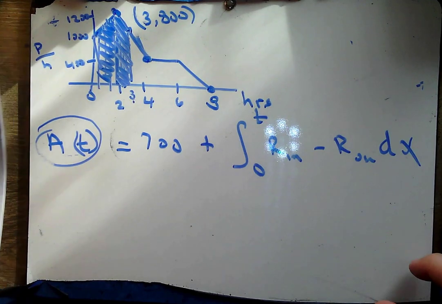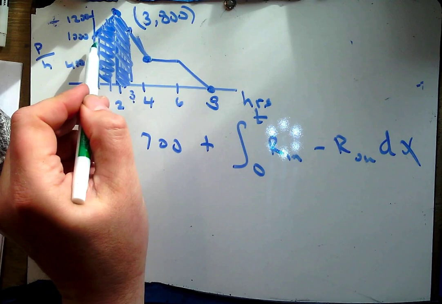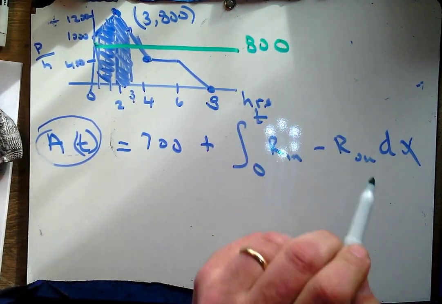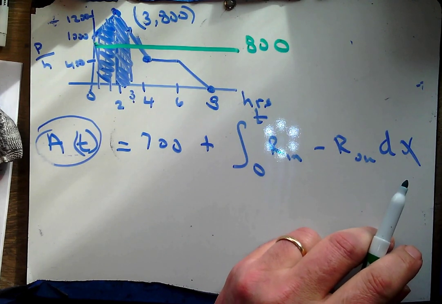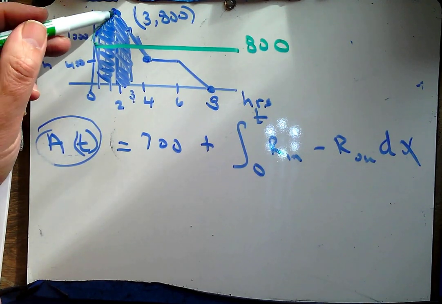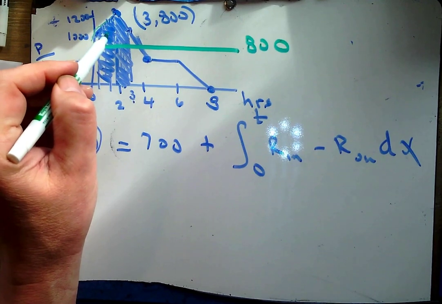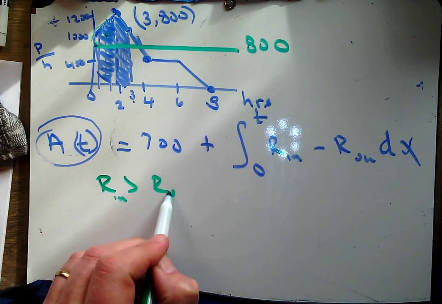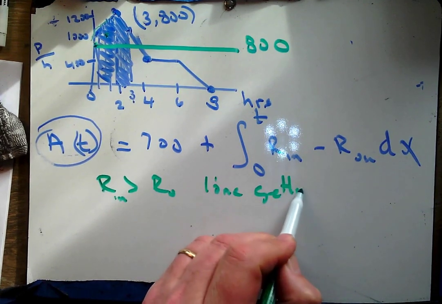But let's annotate this graph. Didn't they tell us that 800 people were leaving the line every hour? So the rate in is above rate out. Because rate in is greater than rate out, that means the line is getting longer.